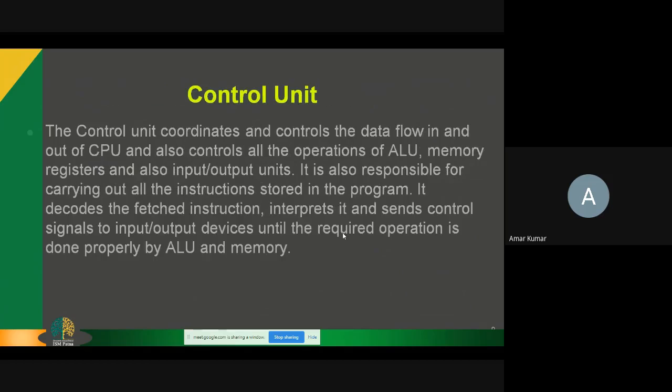Now the next is our control unit. Control unit coordinates and controls the data flow in and out of CPU and also controls all the operations of arithmetic and logic unit, memory registers, and also input output units. It is also responsible for carrying out all the instructions stored in the program. It decodes the fetched instruction, interprets it, and sends control signals to input output devices until the required operation is done properly by ALU and memory.